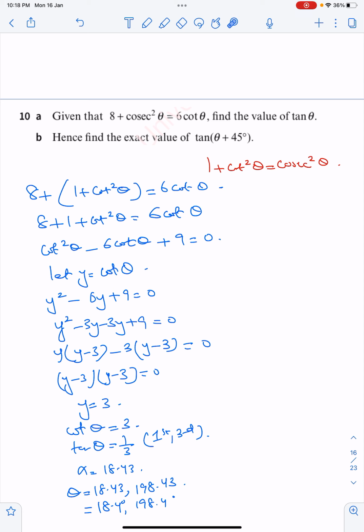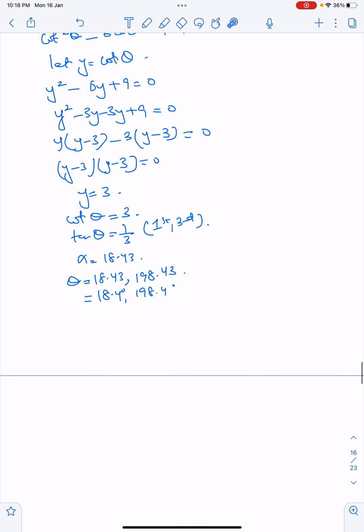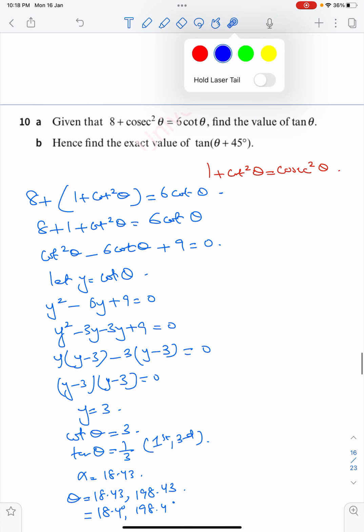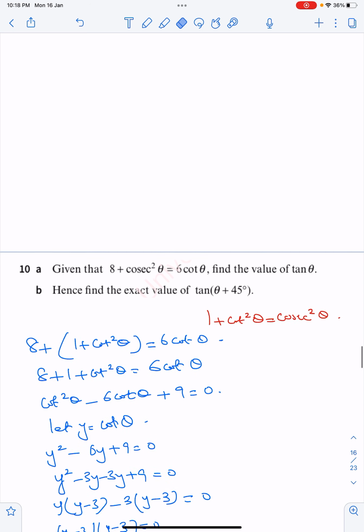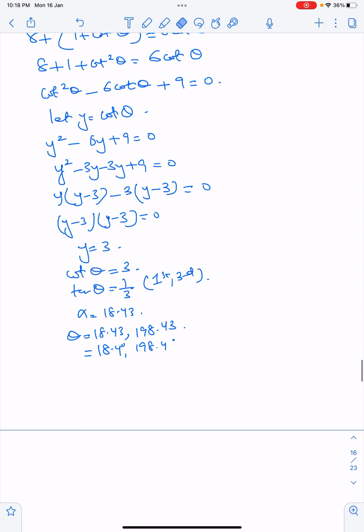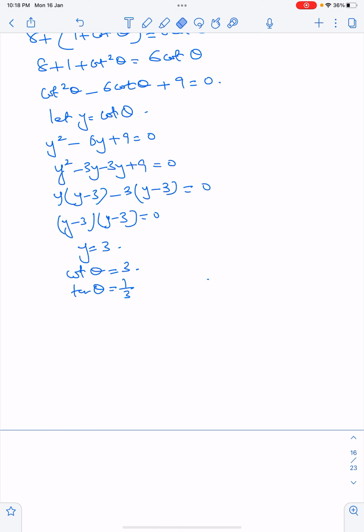Okay. They didn't ask for the angle. Basically, I didn't have to find out the angle. It was just asking for the exact value of tan of theta. So I just had to stop there. Tan of theta is 1 upon 3. So I didn't have to find out the angle. Okay, so I had to actually stop here. They didn't ask for the angle. They asked for the value of tan of theta, which is 1 upon 3.